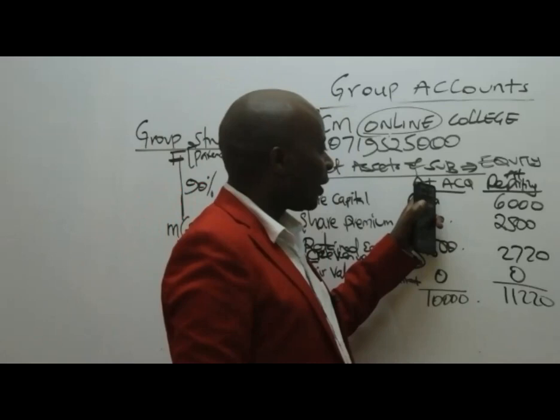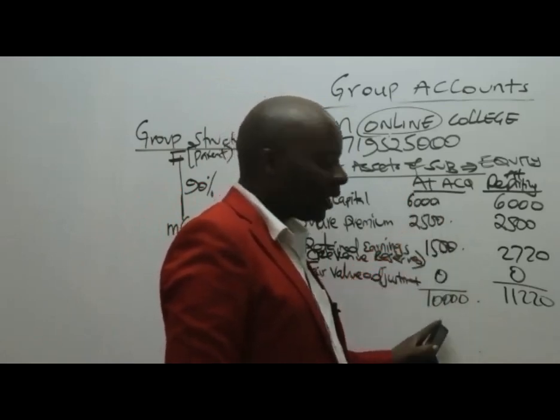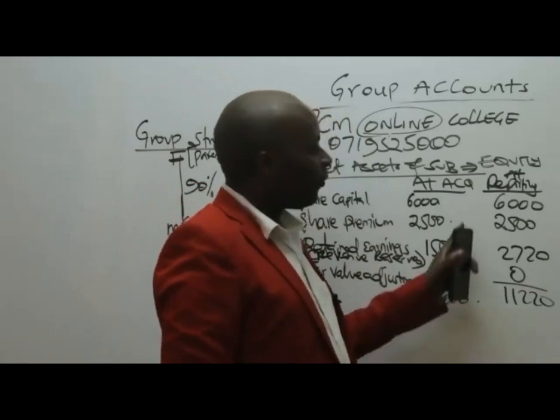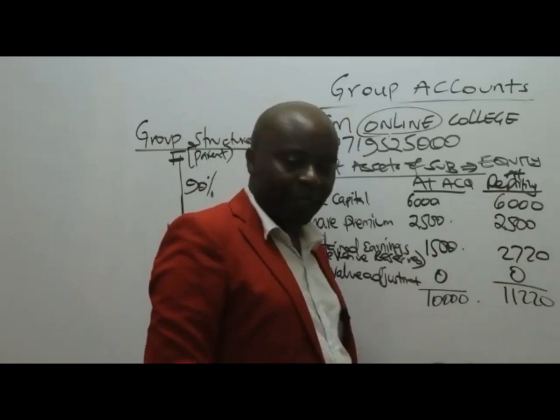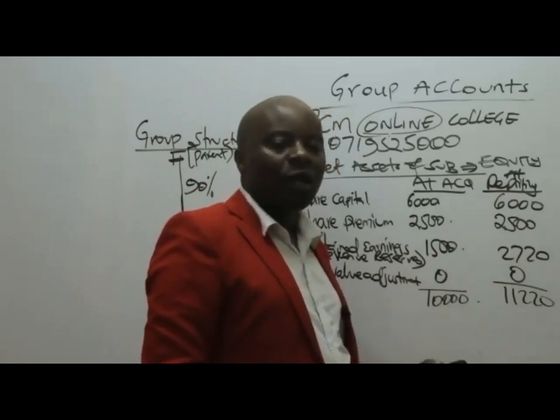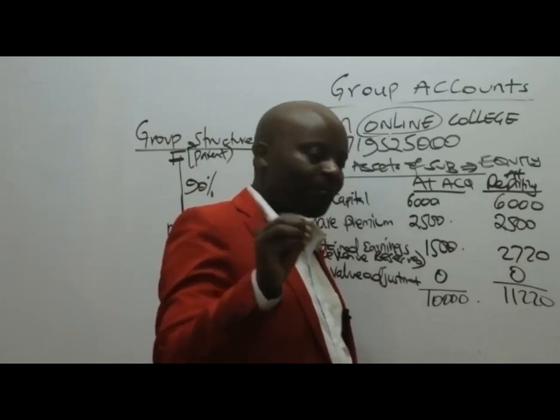And then come and give us the totals. The total at acquisition, if you add the 3 figures, you end up getting 10,000. For reporting, the net assets total 11,220. The difference between the two is what we call post-acquisition profit, PAP.